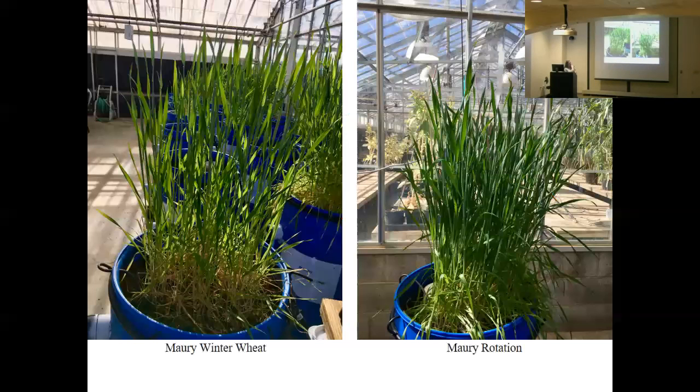Now the corn was followed with a season of winter wheat. So on the left is a picture of winter wheat in the Mori that did not have any corn growing before it. And on the right is Mori that followed that corn crop. And you can see we have a lot more yellow tissue at the bottom in this Mori winter wheat alone versus in rotation. And the rotation looks like a thicker and fuller stand. And there was no fertilization done before the wheat was grown. It was grown like a cover with no additional fertilization.